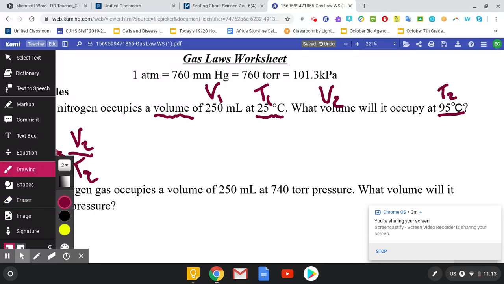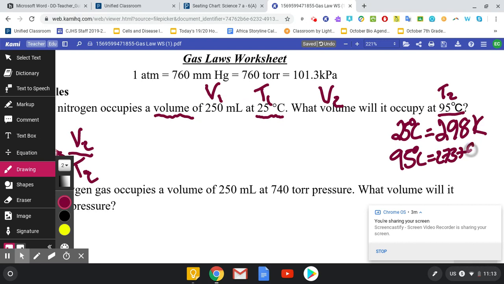To convert to Kelvin, all you have to do is add 273 to your degrees Celsius. So 25 degrees Celsius equals 273 plus 25, which equals 298 Kelvin. 95 degrees Celsius equals 273 plus 95, which equals 368 Kelvin. So these are our temperatures. This is our T1, and this is the T2 that we're going to use.